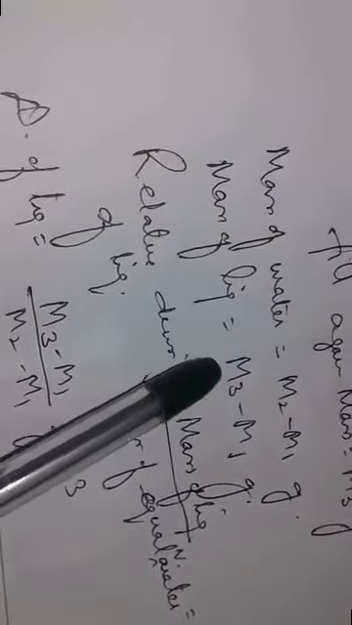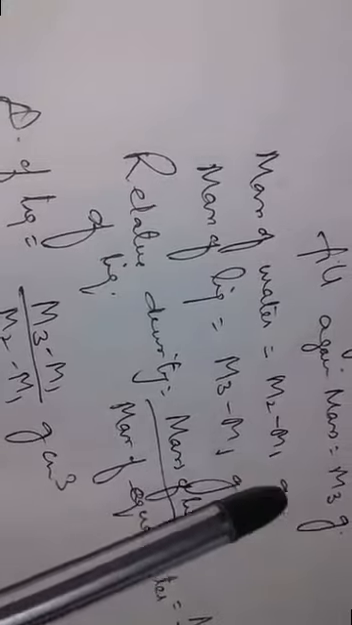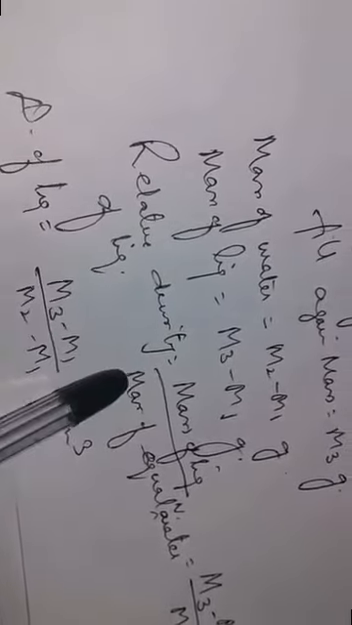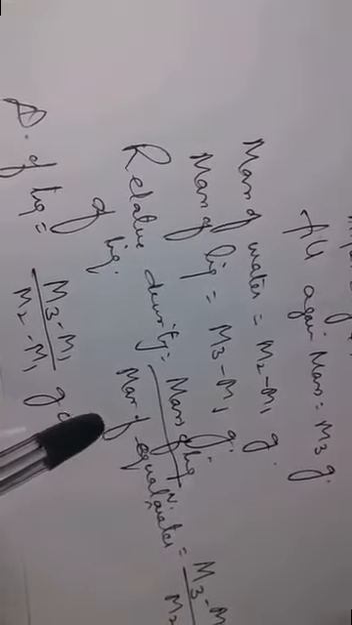Further, if the density of water is 1 gram per centimeter cube, then the mass of the water is equal to the volume of the water, which is equal to the volume of the bottle, that is equal to the volume of liquid. So the density of liquid is equal to mass of liquid over volume of the liquid. The mass of the liquid is m3 minus m1 and the volume of the liquid is m2 minus m1, in gram per centimeter cube.